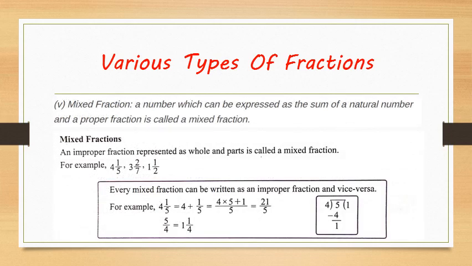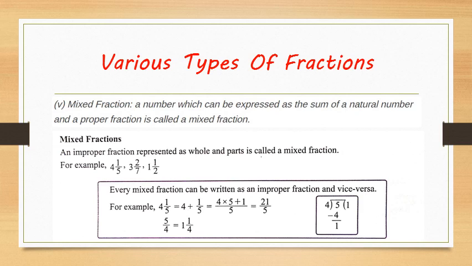Mixed fraction. A number which can be expressed as a sum of a natural number and a proper fraction is called a mixed fraction. An improper fraction represented as a sum of whole and parts is said to be a mixed fraction. So let's see. As we already said, a mixed fraction is a sum of a whole number and a proper fraction. So any improper fraction can be converted into a mixed fraction.